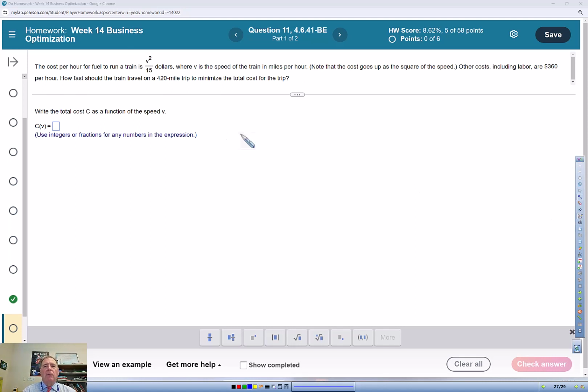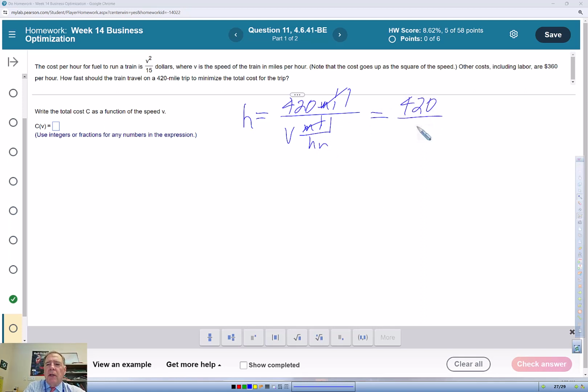So thinking back to unit analysis in physics or chemistry, the number of hours that the trip takes is going to be 420 miles divided by the velocity in miles per hour. So miles divided by miles will cancel to ones, and 1 over hours is hours. So my number of hours for the trip is going to be 420 over V, and the units on that are going to be hours.